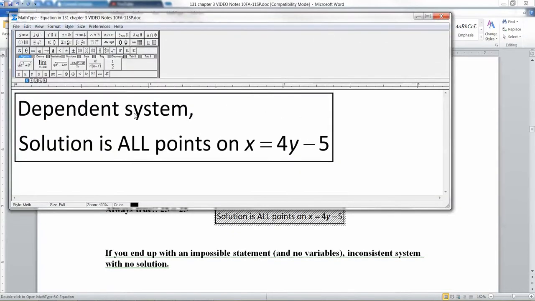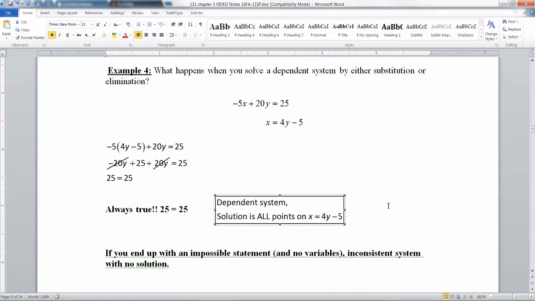There we go. It's a dependent system, so the solution is all the points on that line. And I didn't have to say that line. I could have said the other one. Just pick one of the equations. But every point on that line is a solution because these two lines are actually the same line, right? What's happening is you have one line on top of the other. So every point on there is a point of intersection.